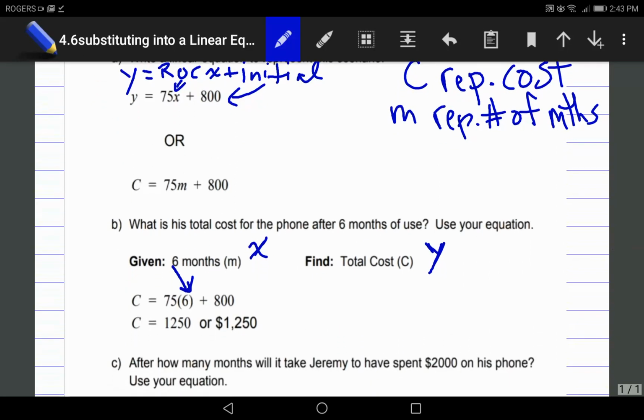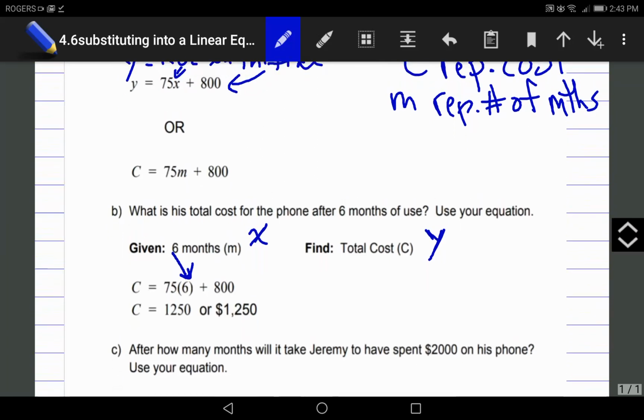Okay, so now let's get to question C. After how many months will it take Jeremy to have spent $2,000 on his phone? Okay, so we are now given the cost, right? We were given the cost of $2,000, or given Y, right? C and Y are the same thing. It's saying how many months will it take? So now we don't know M or X, right? They're the same thing. Number of months can be represented by M or X. So now we need the formula that solves for X. We're given Y. We need the formula that solves for X.